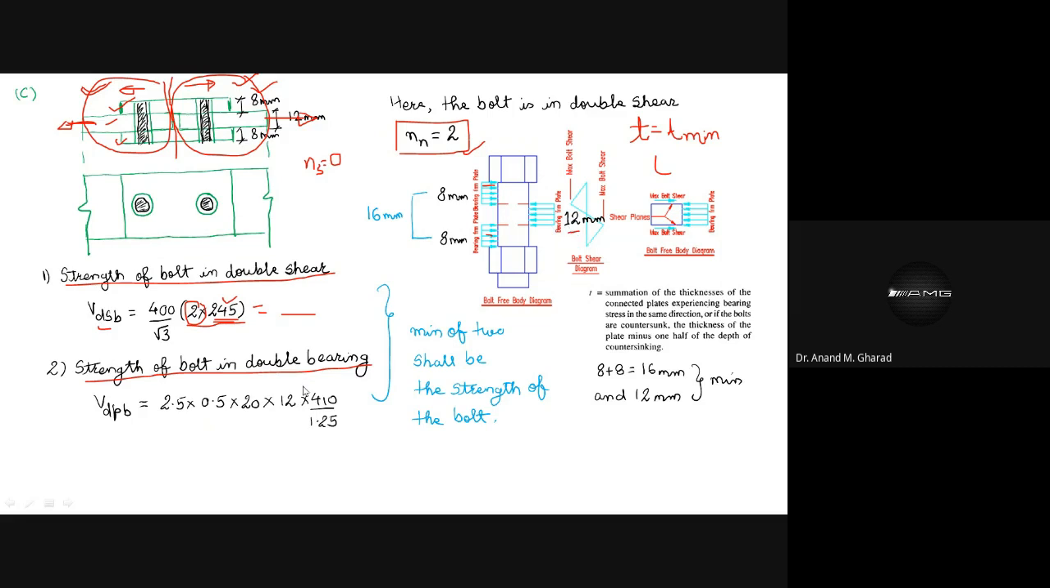But while identifying this small t value, you should make sure that the value you substitute should be the least amongst whatever you have identified. So out of this 16 mm and 12 mm, the least value is provided over here. Have you understood this? So I have written separately over here: minimum of 8 plus 8 and 12 mm. Please let me know.